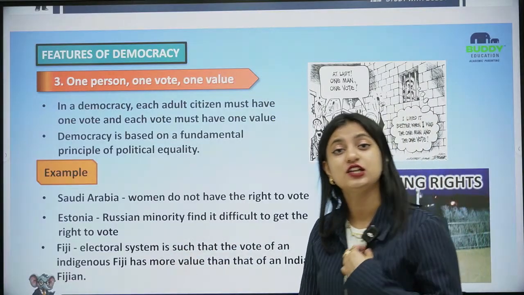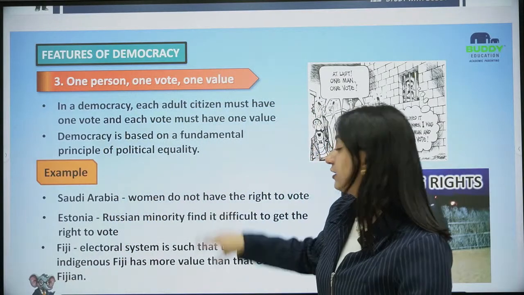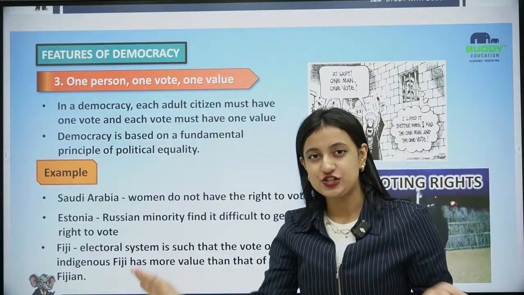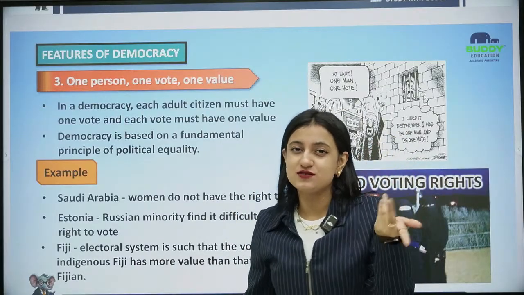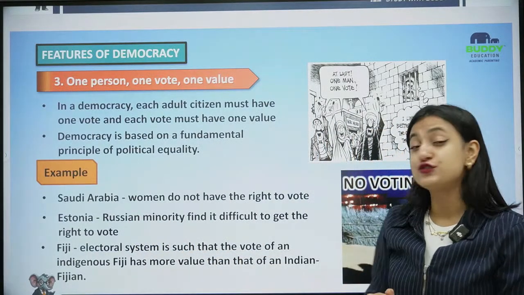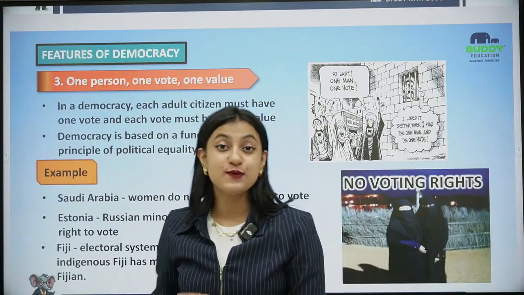Saudi Arabia, Estonia and Fiji. So these are the three countries that we have a story about, and the first one is Saudi Arabia. Women do not have the right to vote. Here they don't have it at all. End of discussion. So no value only because there is no vote, right? Estonia, Russian minority find it difficult to exercise the right to vote. Why? Because in Estonia there are Russian people living as well.